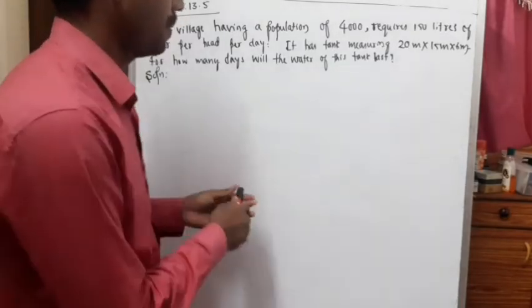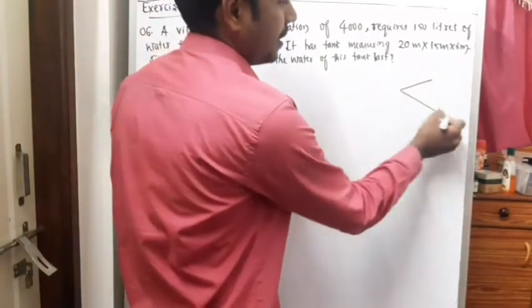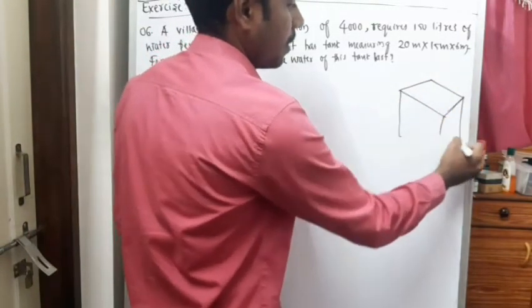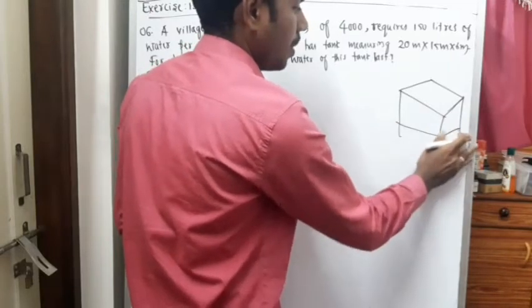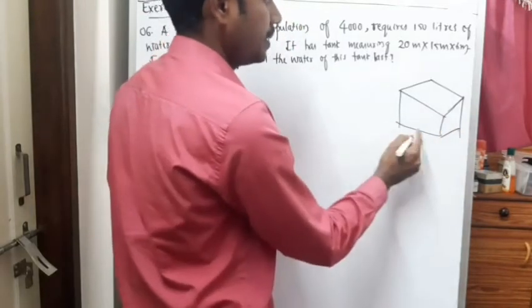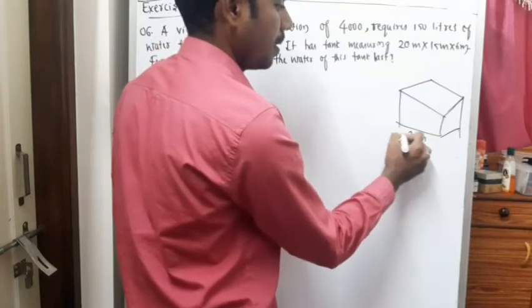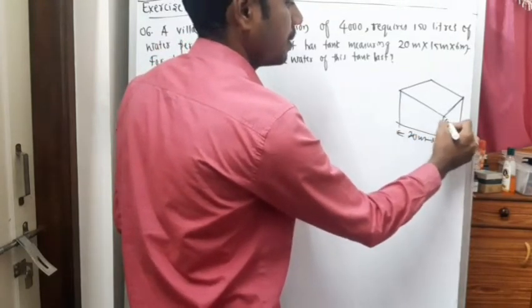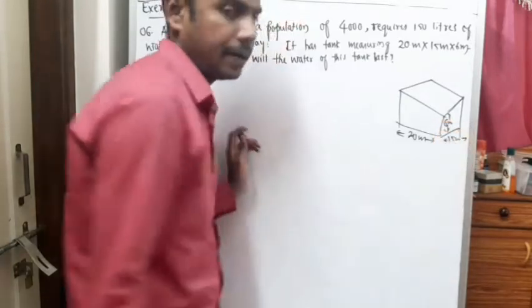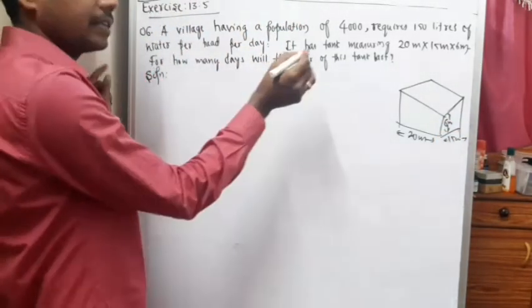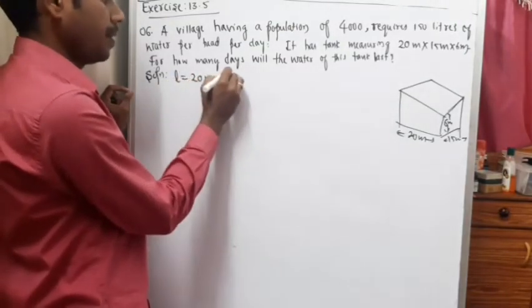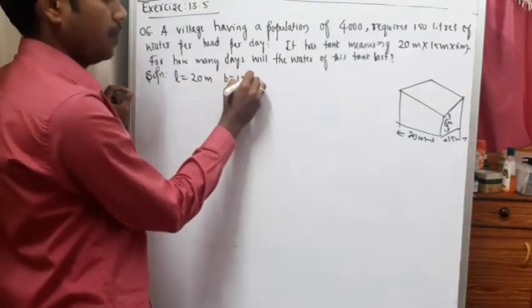See, first there is a tank. There is a cuboidal tank. The tank is in the shape of cuboid. Okay. What is the dimension? 20 meter, 15 meter and 6 meter. Length, breadth and height. Okay. We'll write the data first. Length is equal to 20 meter. Breadth is equal to 15 meter.